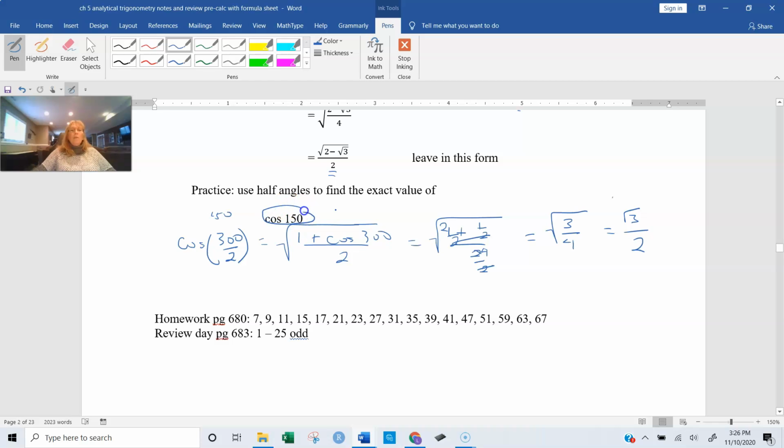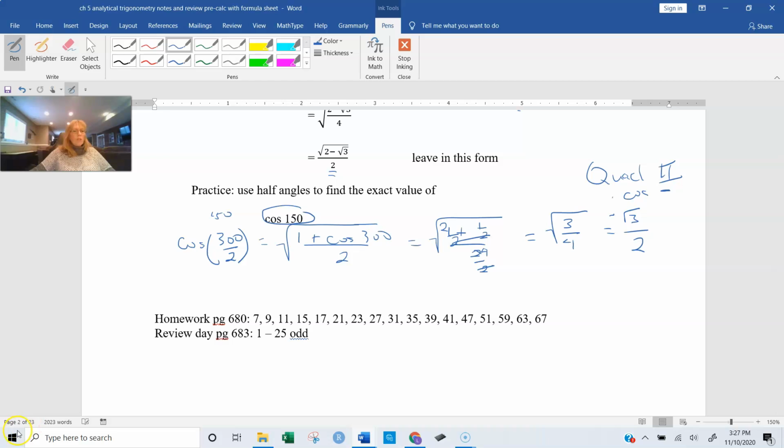Okay, be careful though. Cosine of 150, this is cosine in the second quadrant, which means this must be negative. So be careful. Your quadrant is 2, so cosine is negative. Don't forget to check. All right, I think that's it. Good luck on your homework.